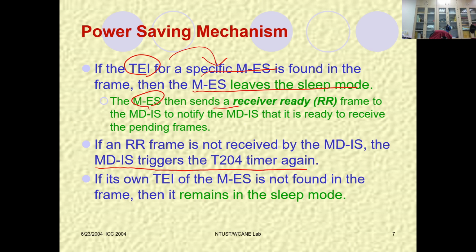So this is the situation if one MES is included in the TEI. And how about if the MES is not included in the TEI? Then there is nothing to do, so this MES can remain in the sleep mode. If we cannot find this MES in the list in this TEI, then that MES can remain in the sleep mode.